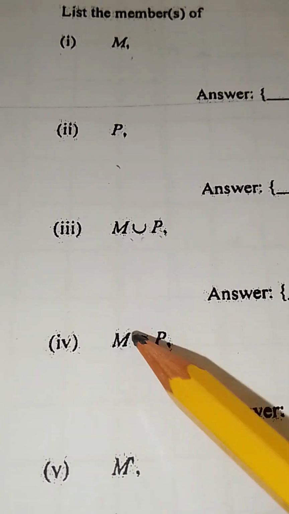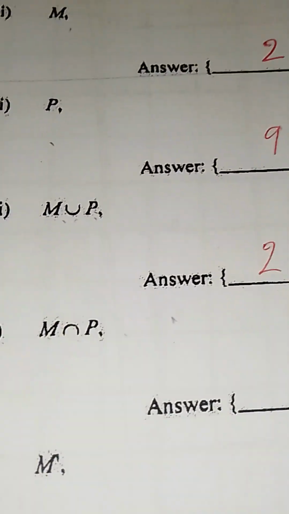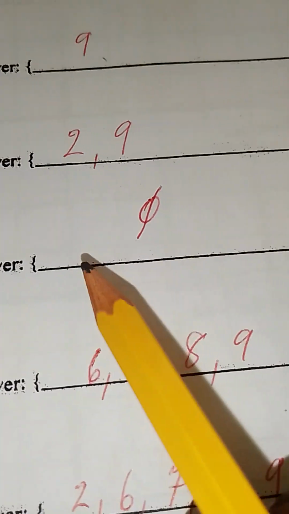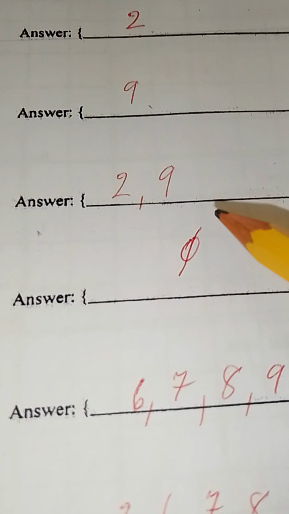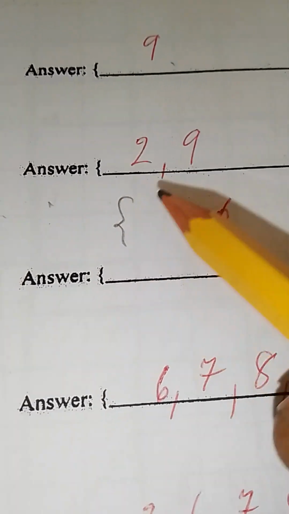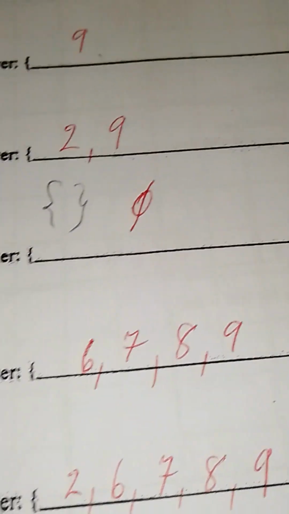What's in M and in P, or M intersection P? Nothing. The empty set, or if you just leave this blank, it is the empty set. The symbol is like this also, or just leave this blank.